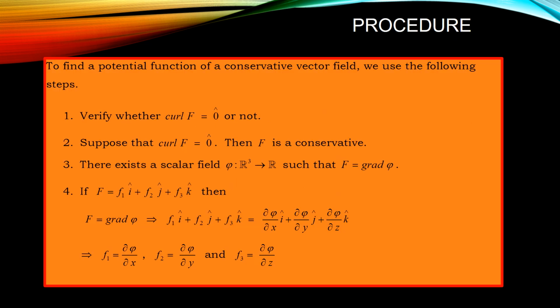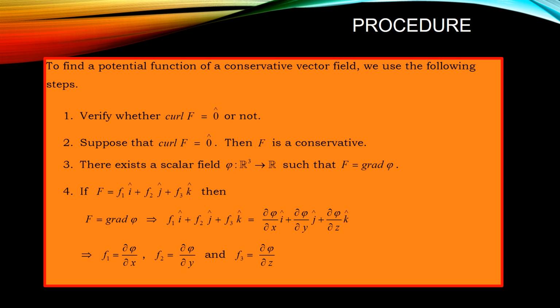So far, we have seen how to verify that the given vector field is conservative or not. We find its curl. If curl is 0 cap, then the given vector field is conservative, otherwise it's not. Now the main problem is how to find out a potential function of the given vector field. Let us see the procedure.